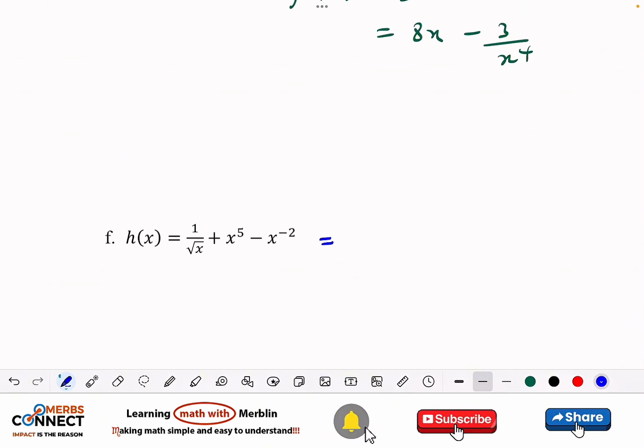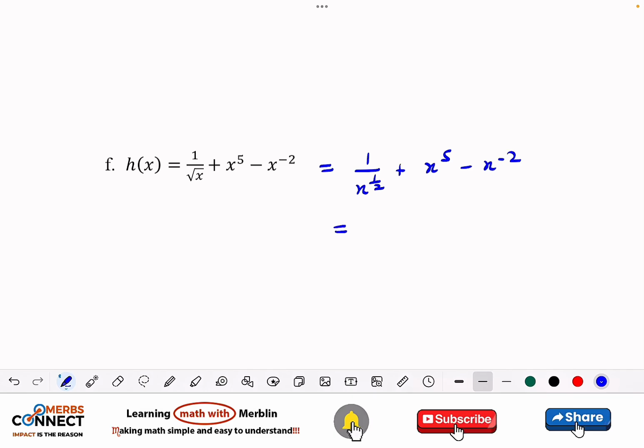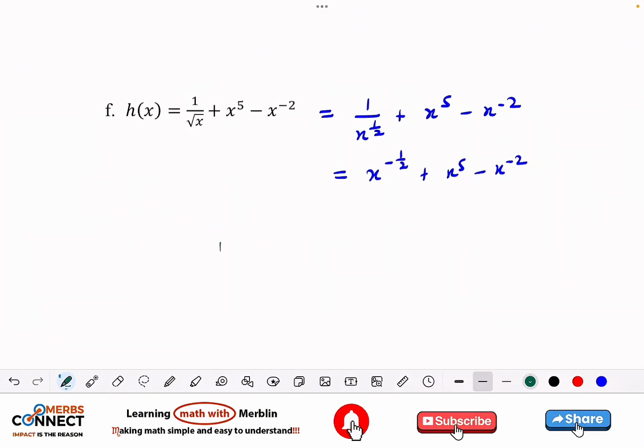Let's simplify this. This is the same as 1 divided by x to the power 1 over 2, plus x to the power 5, minus x. Now this I need to simplify again. This is the same as x to the power minus 1 over 2 plus x to the power 5 minus x to the power minus 2 before I differentiate. So as I'm saying, some of the functions you need to simplify before you differentiate.